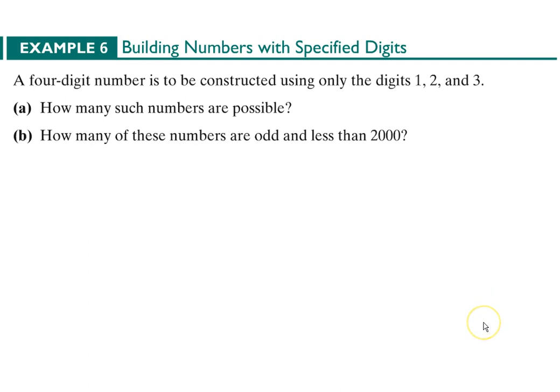All right, let's go on to number 6. Now, a 4-digit number is to be constructed using only the digits 1, 2, and 3. How many such numbers are possible? Well, setting this up, we need 4 places here.